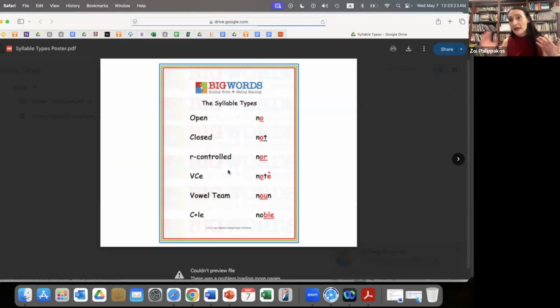So I have open, no. Closed, not. The gate is closed, the vowel cannot say its name. R control, nor. VCE, note, with a dot on top of the E. Vowel team, noun, OU. And then consonant-le, noble. Remember, non-accented syllable. Noble, not noble. Castle, cattle, non-accented.